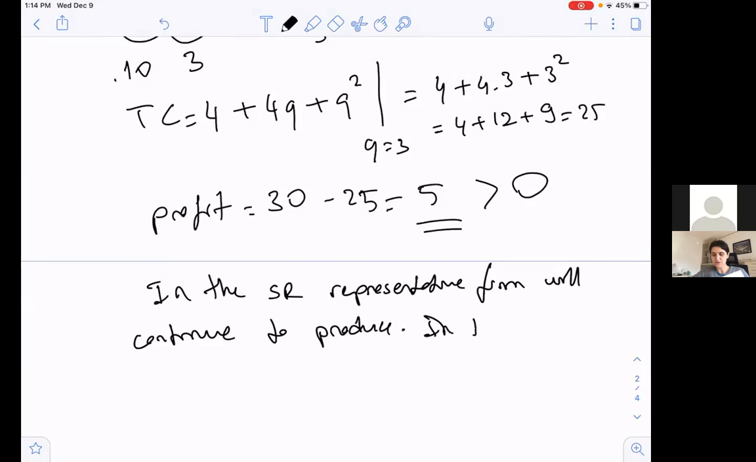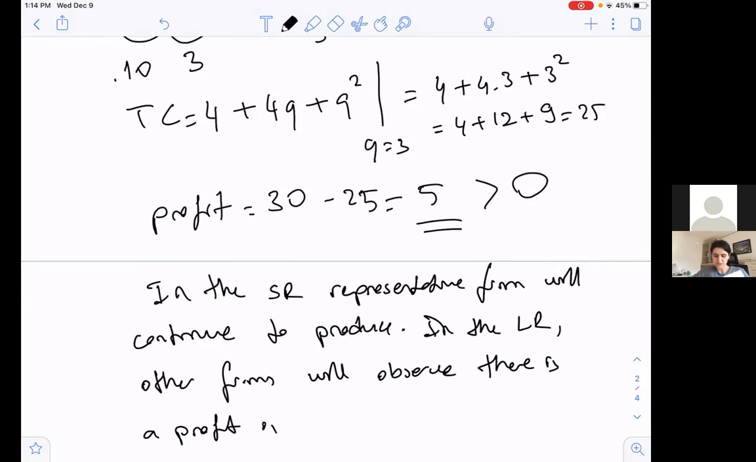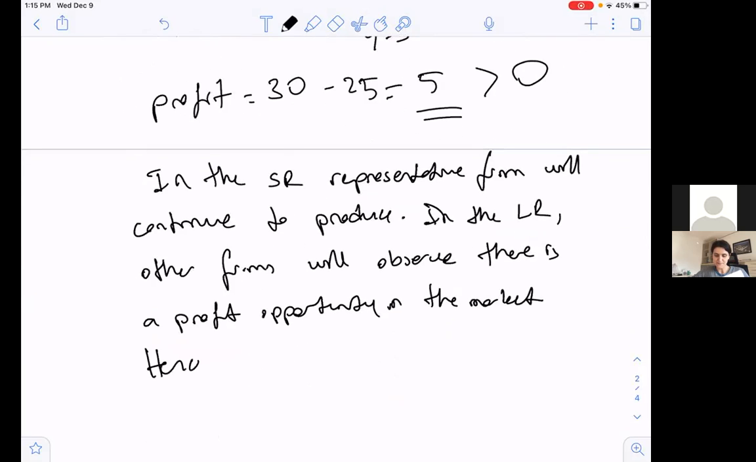And in the long run, what will happen? Other firms will observe there is a profit opportunity in the market, hence they will enter the market as well.